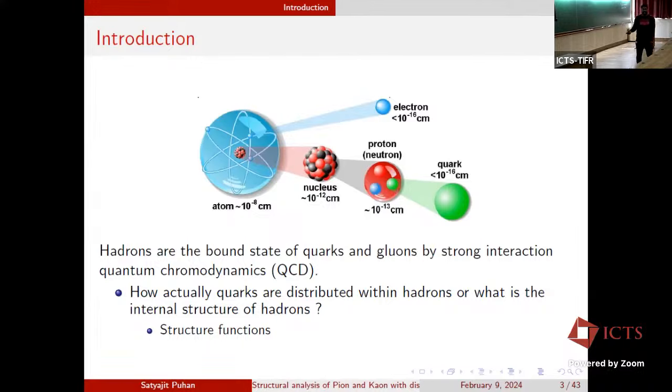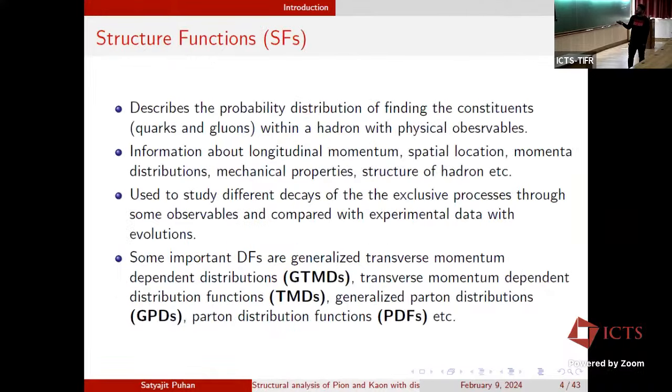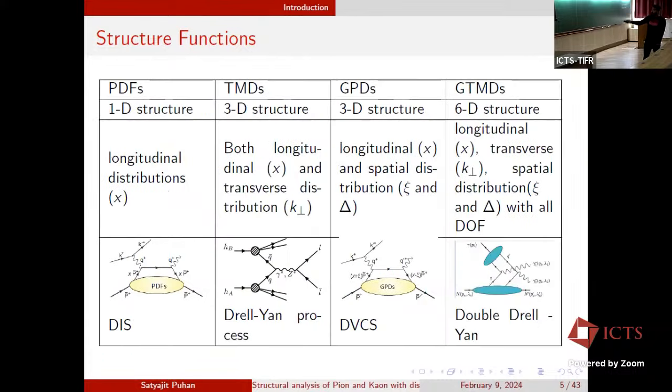Hadrons are made up of quarks and gluons by the strong interaction, QCD, and we generally study how the quarks and gluons are distributed inside a hadron. To study these distributions, we need structure functions like GTMDs, TMDs, GPDs, and PDFs. And this is why we are studying these structure functions.